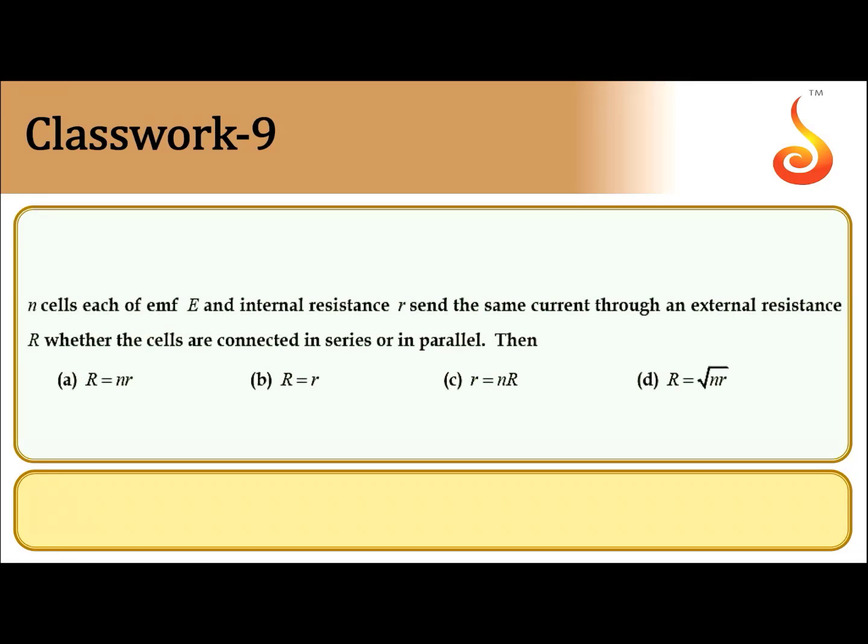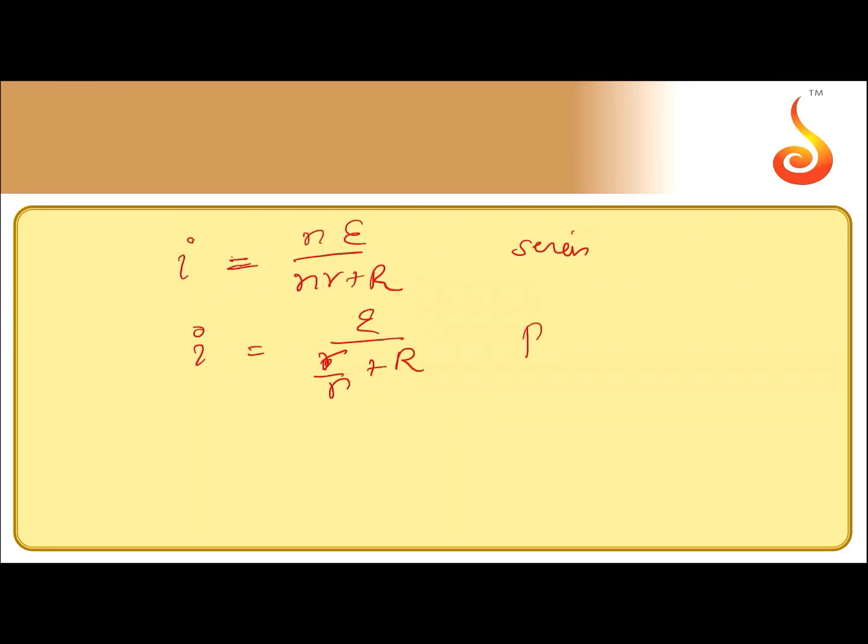Example 9. N cells, each of EMF E and internal resistance r, send the same current through an external resistance R whether the cells are connected in series or parallel. Then, the current when connected in series is NE divided by Nr plus R. This is in series. Likewise, the current is same in parallel also. What is that? E divided by r divided by N plus R. This is in parallel.